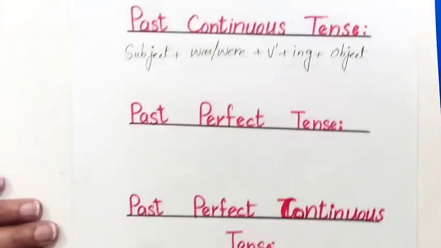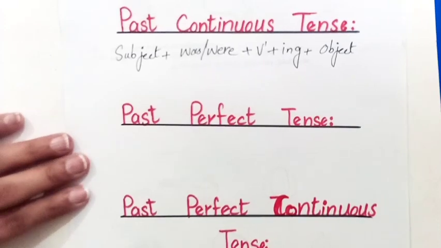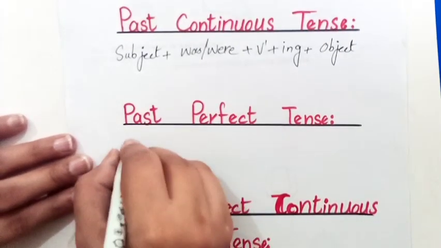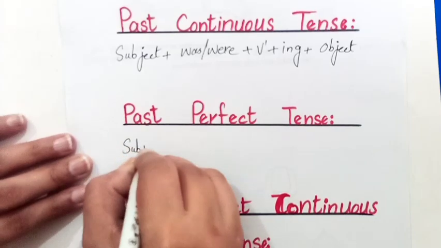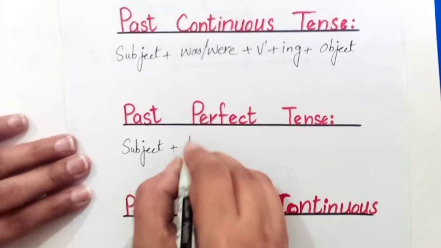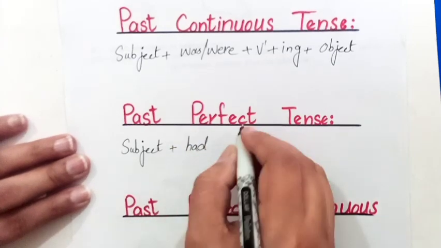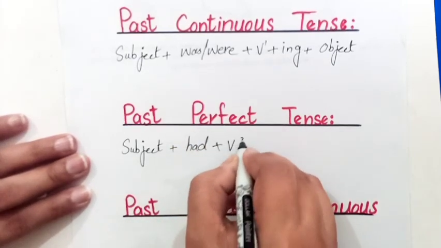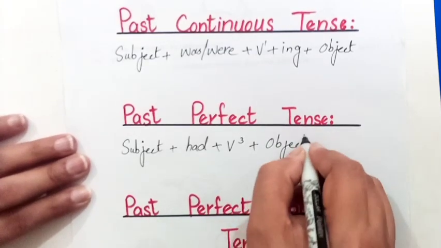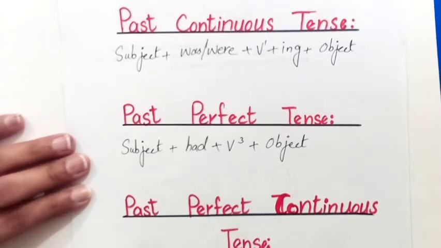Now we will learn the formation of past perfect tense. The formation is subject plus had plus V3, that is third form of verb, plus object.